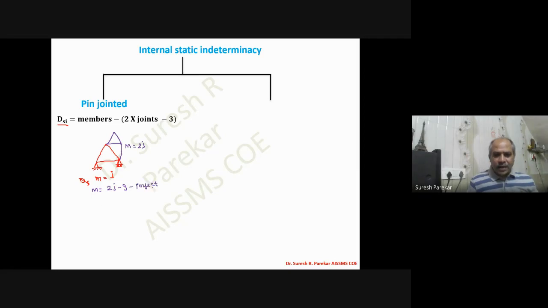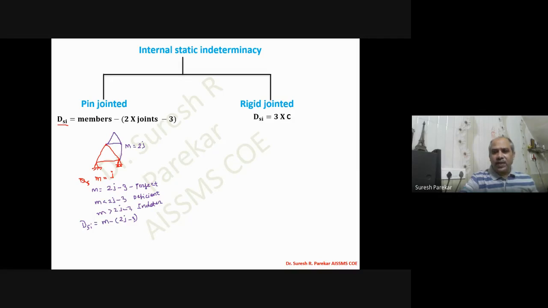If you have M less than 2J minus 3, then the truss is deficient. And if you have M greater than 2J minus 3, then it is indeterminate. Now if I write DSI, we can write it as M minus 2J minus 3, and this gives me the static internal indeterminacy of the truss.